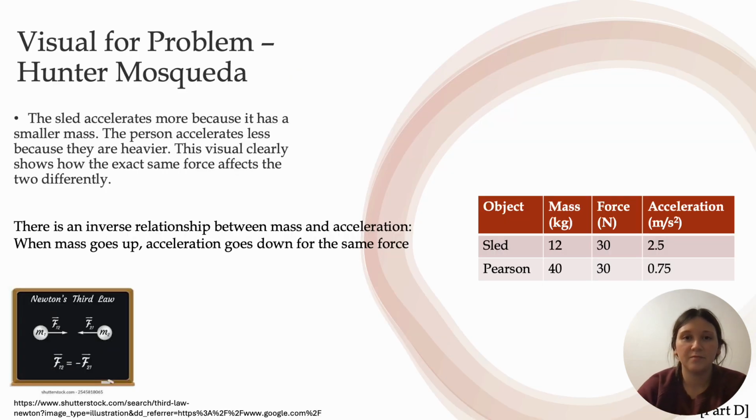This table visually compares the sled and the person. Both experience the same 30 Newton force, but their accelerations are different because their masses are different.